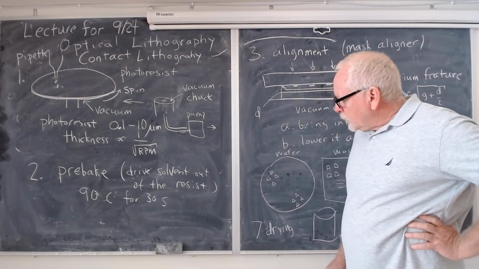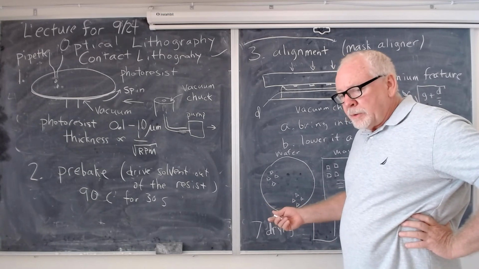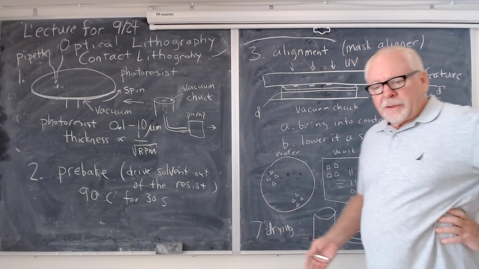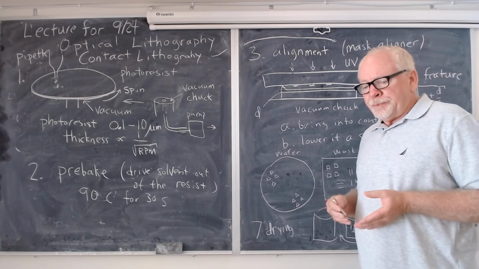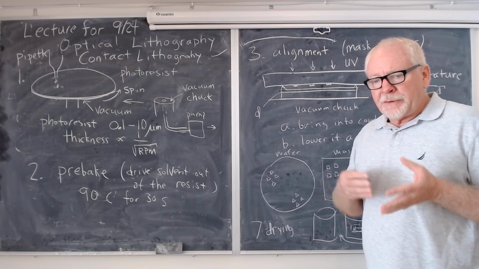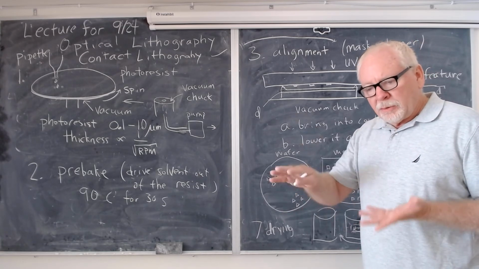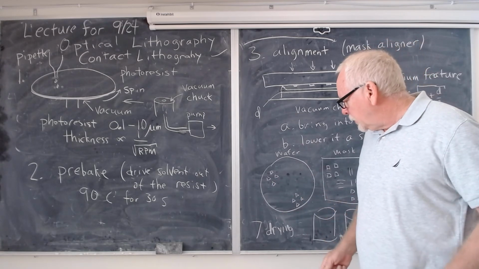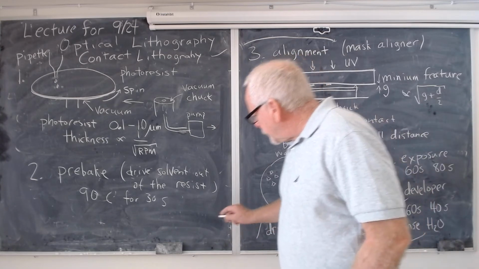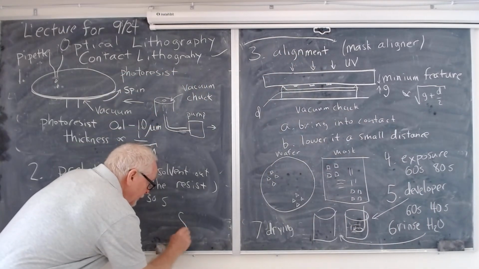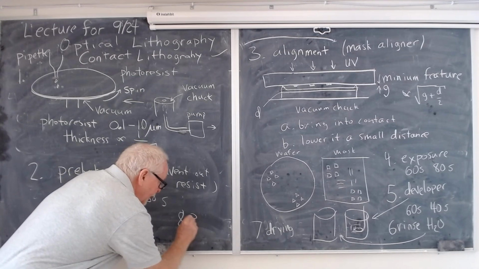Now, then you're done. For example, if you are doing liftoff or something like that, where the resist is there simply to block something like the metal that's coming down. But an optional step then is 8, a post bake.